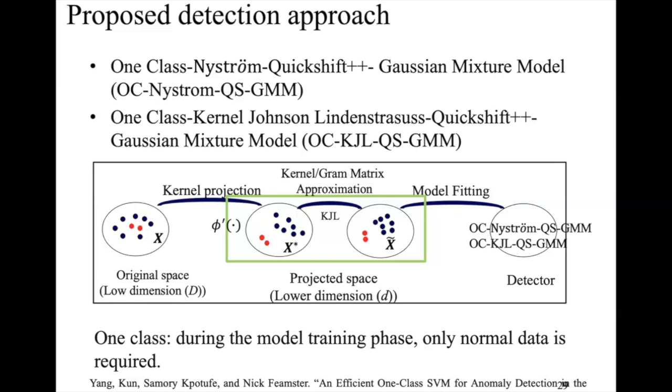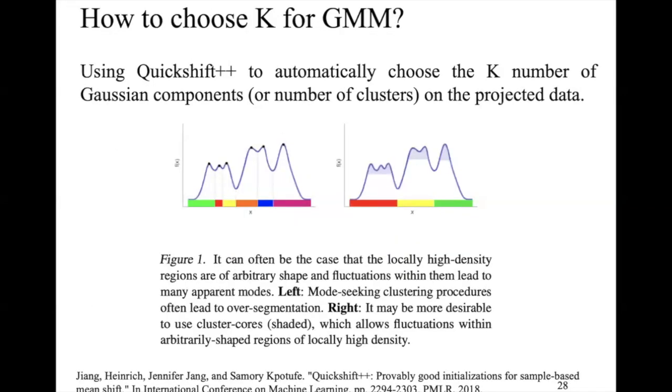The thing here is, if we want to use the Gaussian mixture models, how do you decide the K? After the projection, if I want to use the Gaussian mixture models, I need to select the parameter. So that's why we use this method, Quick Shift++, to select the K. After that, we use the Gaussian mixture model. Yeah, so at the end, you're using Gaussian. Yeah, at the end, I use that. It's just that you need to find the parameters for the Gaussian mixture model.